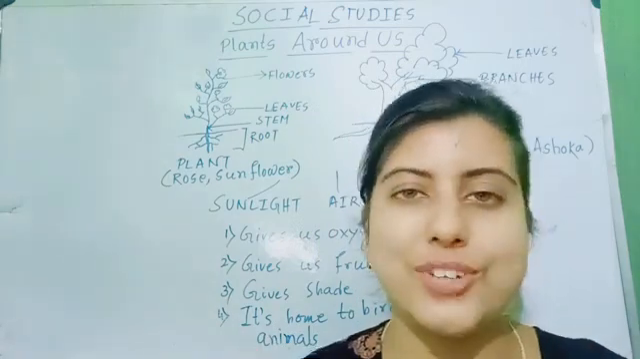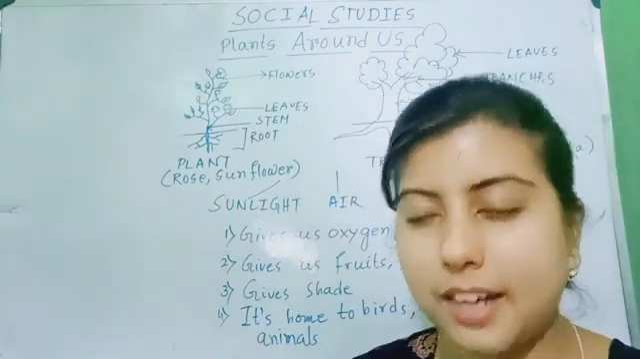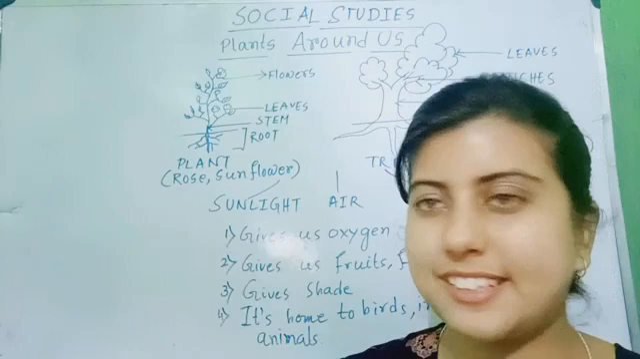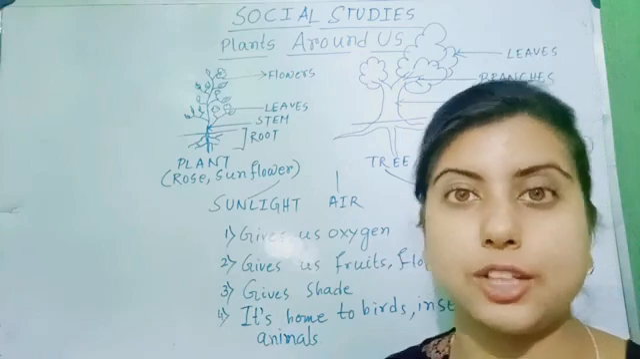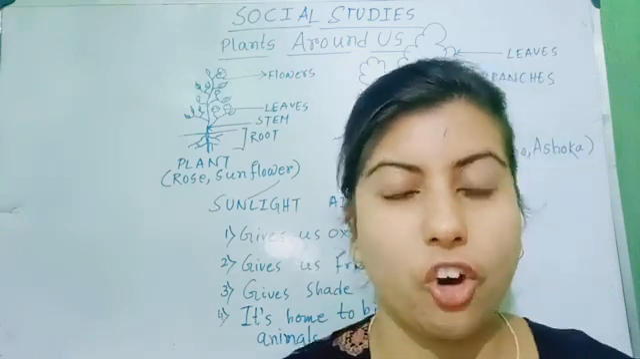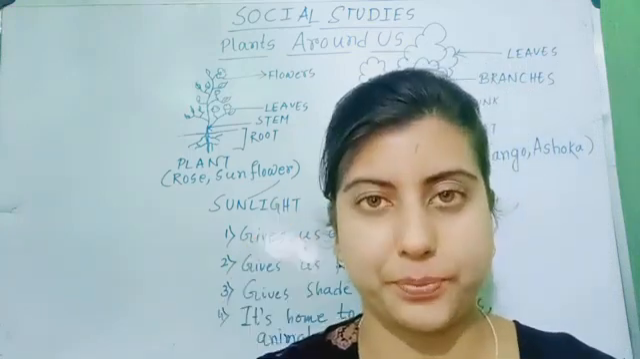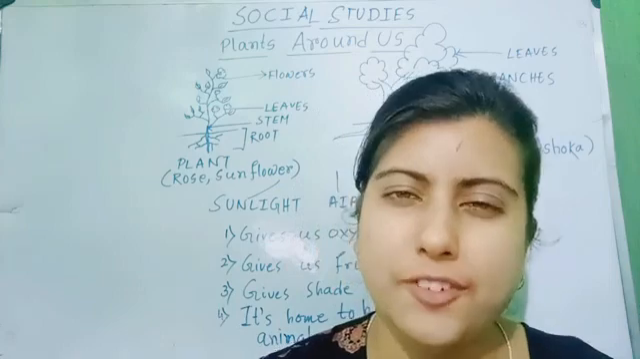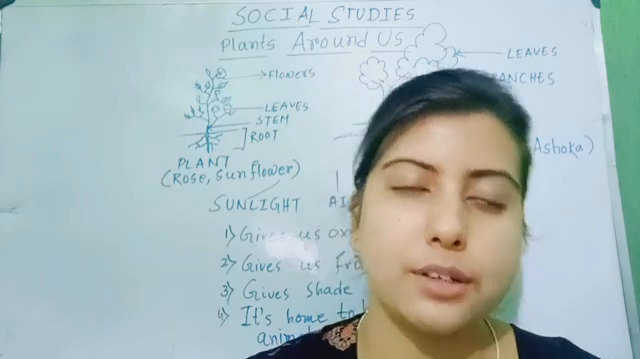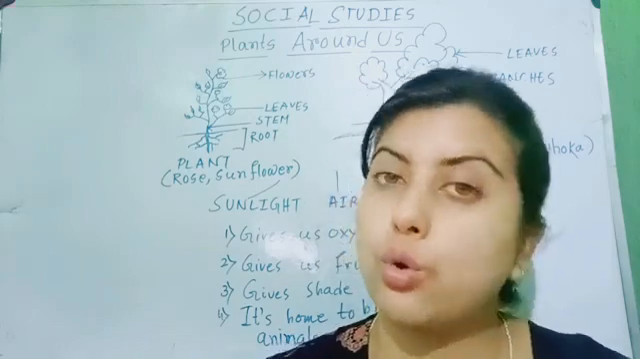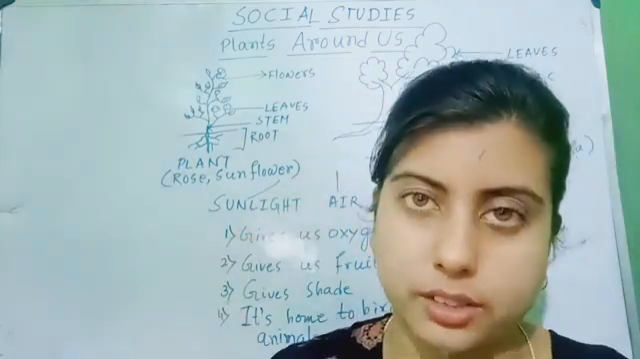And now we are going to discuss the importance of plants in our lives. The first thing is this gives us oxygen. What is oxygen? Oxygen is a type of gas that we inhale. So oxygen is very important for us. If we don't get oxygen, then we would die. So who gives us oxygen? Plants or trees. They give us oxygen.